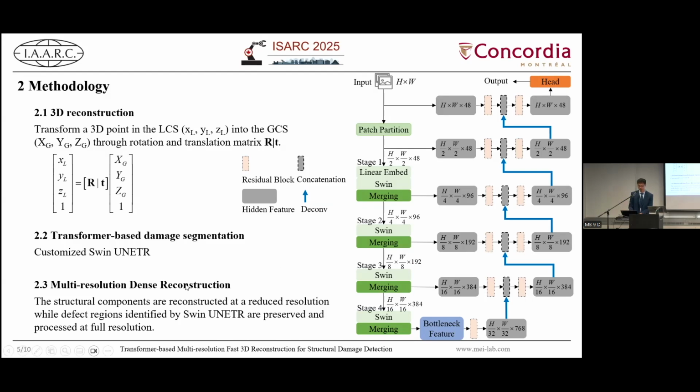So for the third part, the multi-resolution dense reconstruction, this one is developed in the OpenMVS pipeline. So the core idea here is that we use the structural components as reconstructed at reduced resolution, while the defect regions identified by the Swin UNETR model are preserved and processed at full resolution.